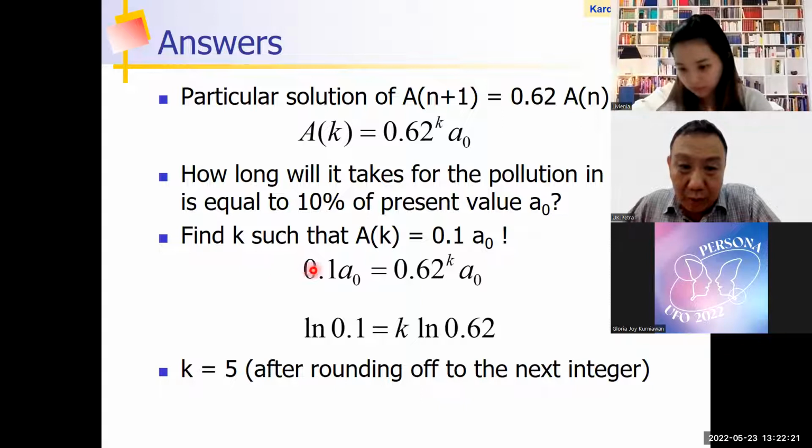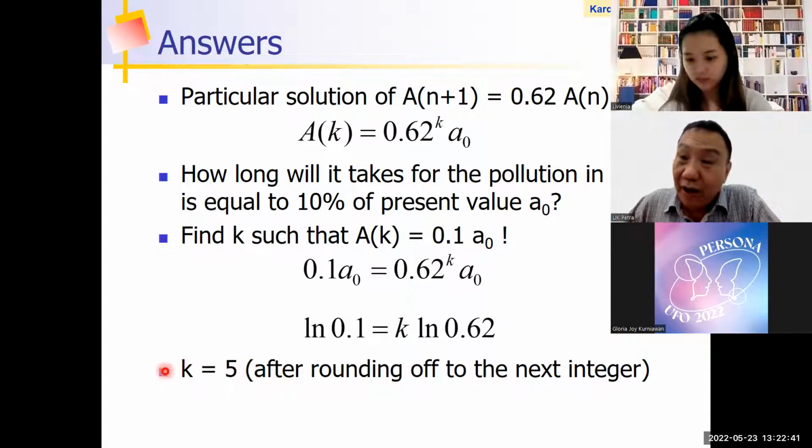So you take the log of both sides, and A0 is on the right and on the left, so we can remove it, right? So then you have ln of 0.1 equal K times ln of 0.62, so K is equal to 5. That means 5 years, right?